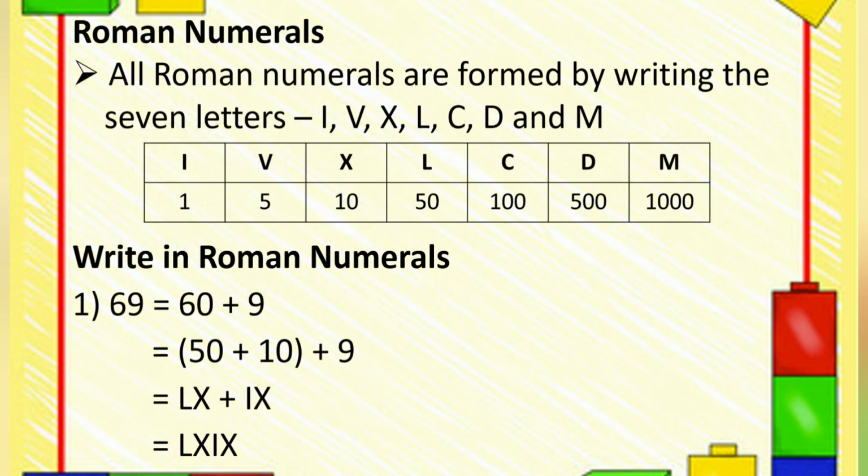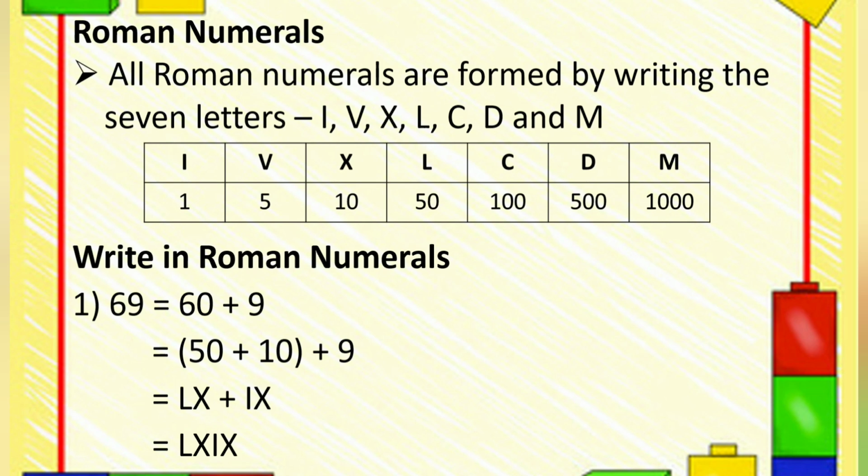Roman numerals. We can see the use of Roman numerals in clocks. It is also used for classes in the school timetable, etc. All Roman numerals are formed by writing the 7 letters I, V, X, L, C, D and M. I means 1, V 5, X 10, L 50, C 100, D 500, M 1000.